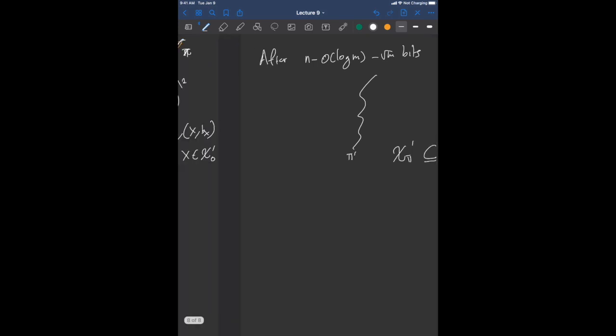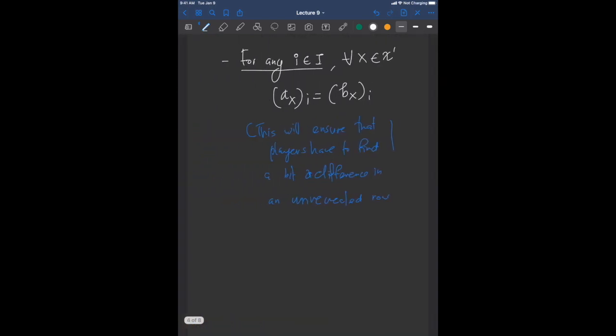So what are we going to say? After n minus order log m minus square root m bits, we reach some node pi dash, and we will have some set x pi dash associated with it. It would be a subset of our set x dash from the cleanup, right?